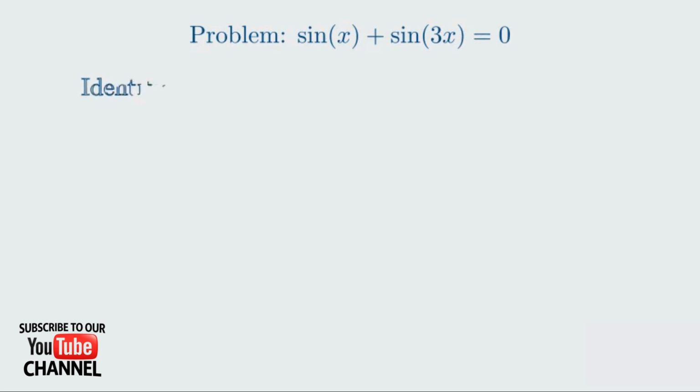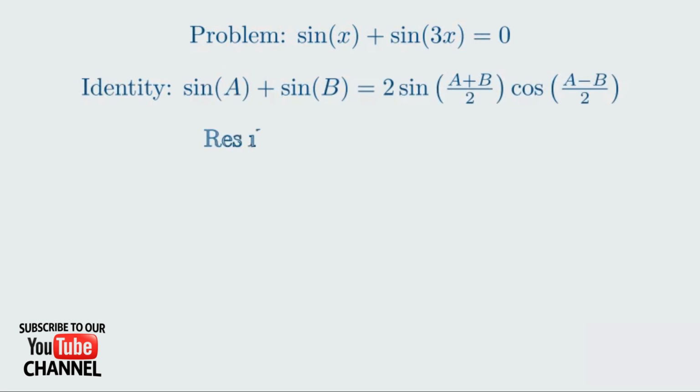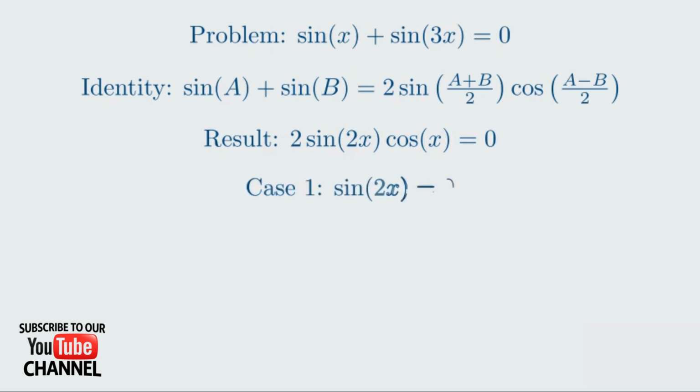Let's quickly recap what we did. We started with the equation sin x plus sin 3x equals 0. First, we used the sum to product identity to rewrite the equation. We transformed the sum into a product, getting 2 sin 2x cosine x equals 0. This allowed us to use the zero product property, which broke the problem into two simpler cases. We solved sin of 2x equals 0, and we solved cosine of x equals 0. Solving these cases gave us two sets of solutions.